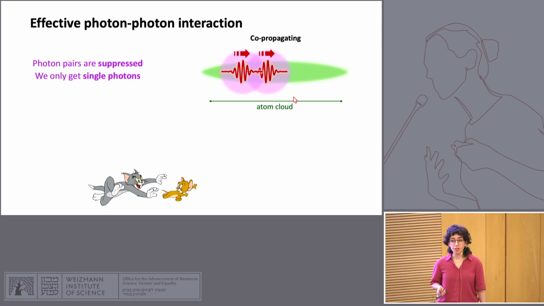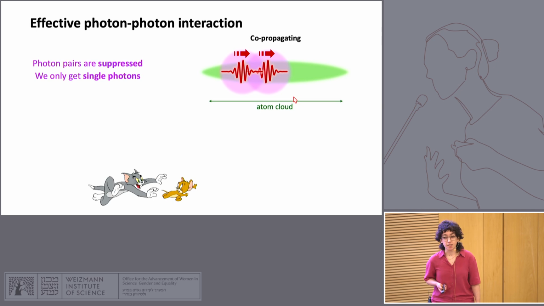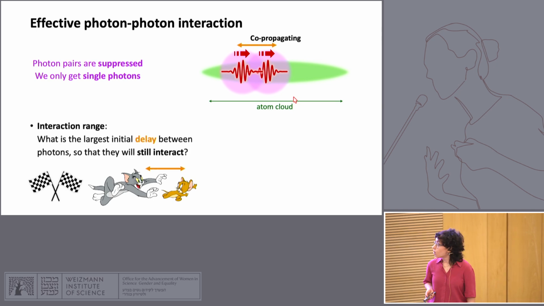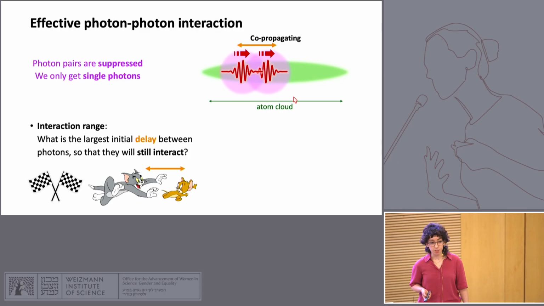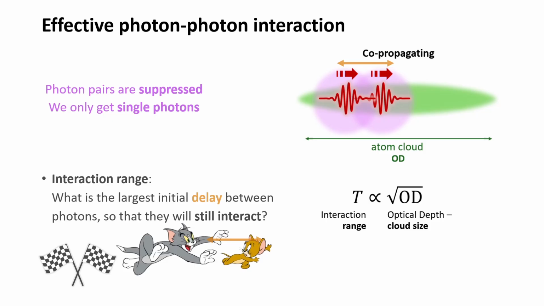What we're interested in, in general, is something called the interaction range. We want to ask what is the largest delay between the photons that will allow them to interact. It turns out that in this system, the interaction range, which is a time scale that we mark as t, scales like the square root of the optical depth, OD, which is simply the cloud size. It has some very easy intuition. If you make the cloud longer, the photons have more chance to catch up, meet and interact. So if you increase the cloud size, the interaction range will increase.